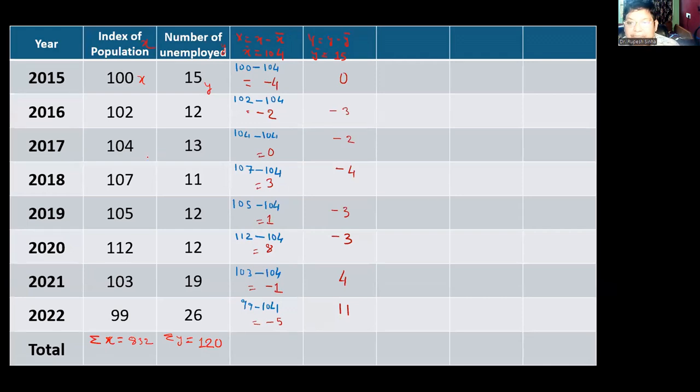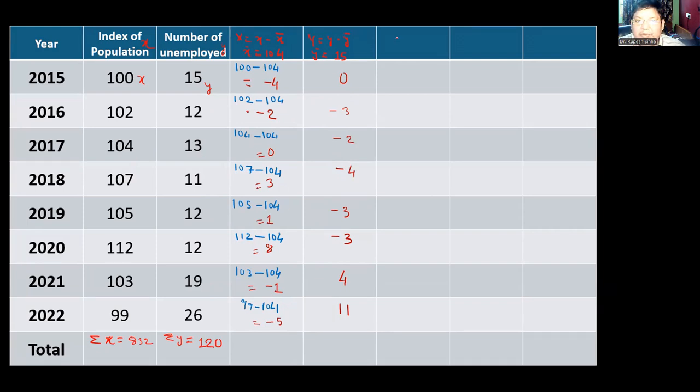In the same way, if we calculate the value of y, we got y bar equal to 15, and 15 minus 15, 0, 12 minus 15 minus 3, 13 minus 15 minus 2, 11 minus 15 minus 4, 12 minus 15 minus 3, 12 minus 15 minus 3, 19 minus 15, 4, and 26 minus 15, 11.